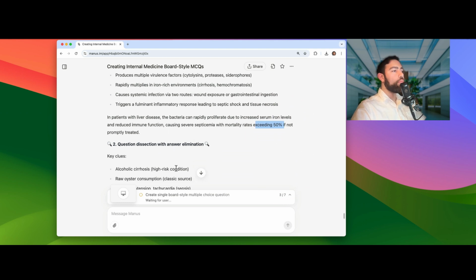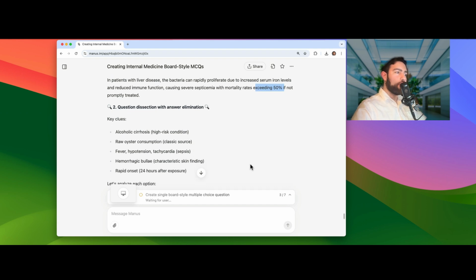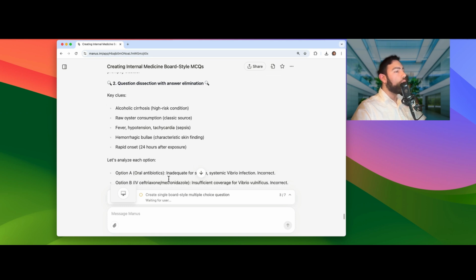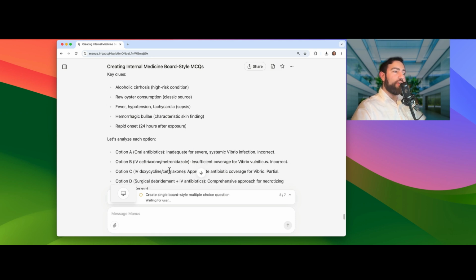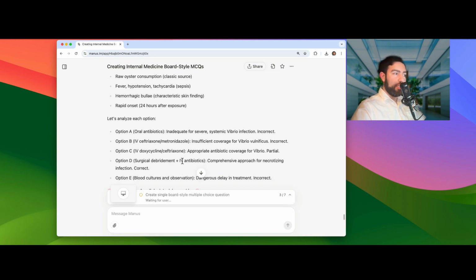Now, this patient had all of the clues for you to find out this was Vibrio: alcoholic cirrhosis, raw oyster consumption, fever, hypotension, tachycardia, hemorrhagic bullae, and rapid onset. And then when you went through the options, you just have to know that you need the IV antibiotics, right? So you need the Rocephin and Doxy, which would be ceftriaxone and doxycycline.